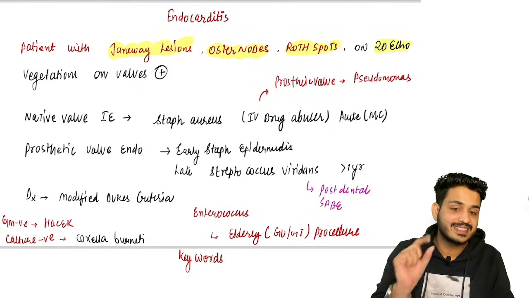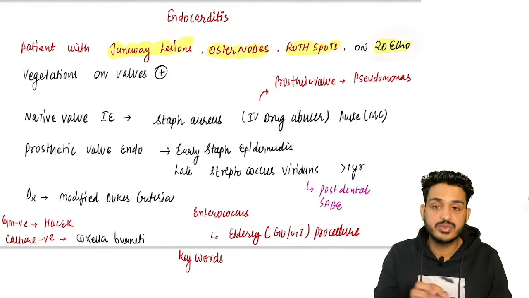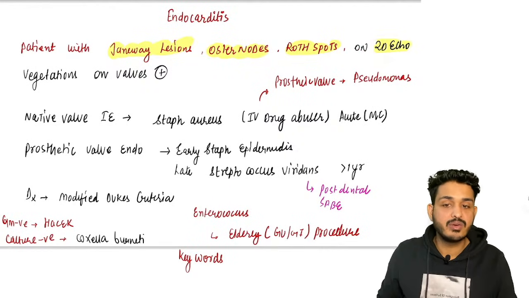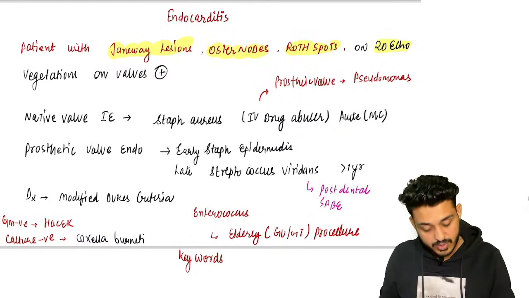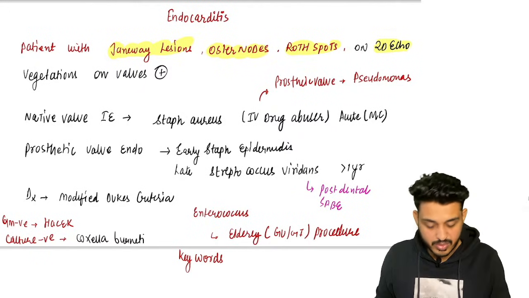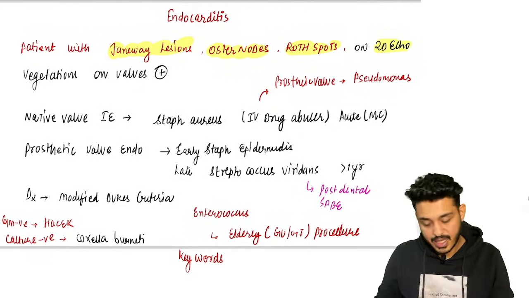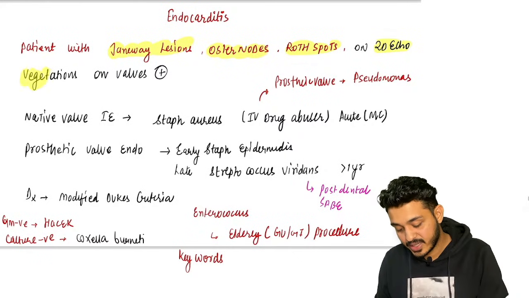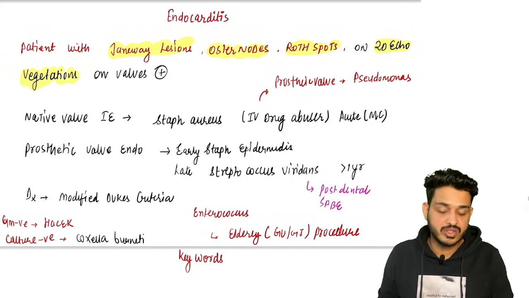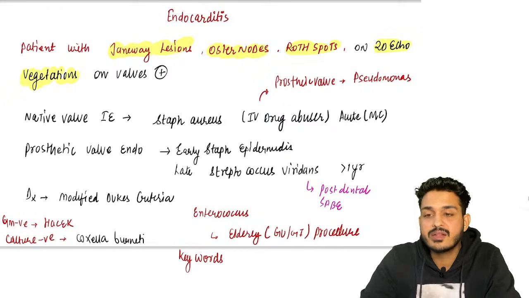Anytime you say CSF in the question, you think about meningitis. The same thing, anytime you say 2D echo, you think about echocardiography, and they are thinking about endocarditis. You have to think about endocarditis. What is endocarditis? Endocardium, you have to think about the heart valves, right? Anytime they write in the question vegetations on valves, you think about endocarditis. This is how you have to think here, right?